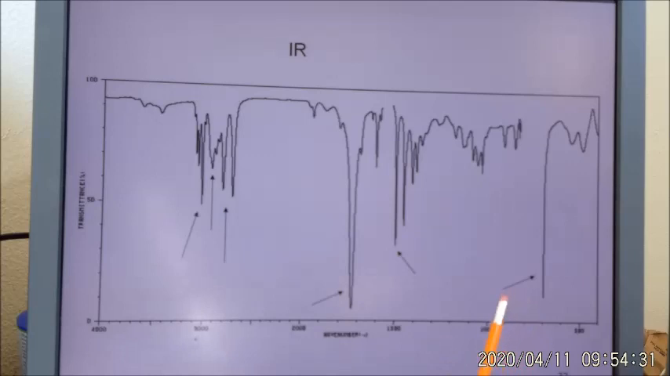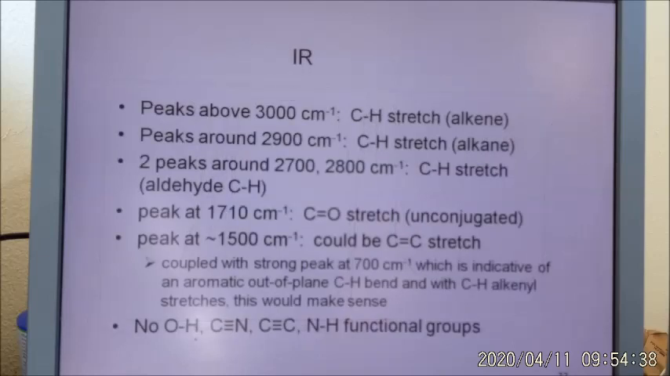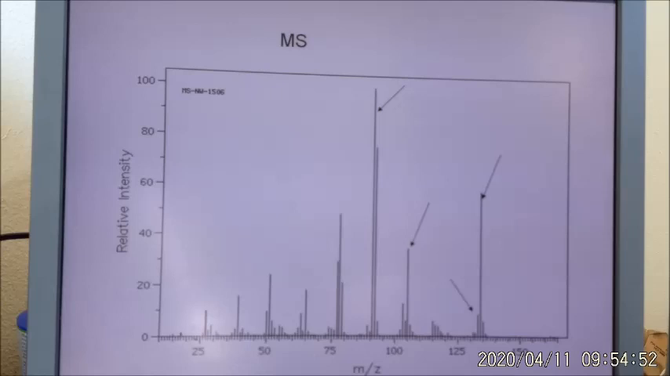But we know alkenes are here too. So we know we have an alkene or an aromatic. And we definitely have an aldehyde. Okay, so C double bond C stretches. Okay, we don't see anything broad, so no hydroxide, no nitrile, no triple bond. Okay, no NH functions. All right, let's take a look at the mass spec.